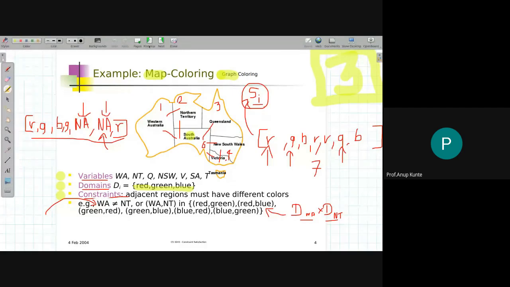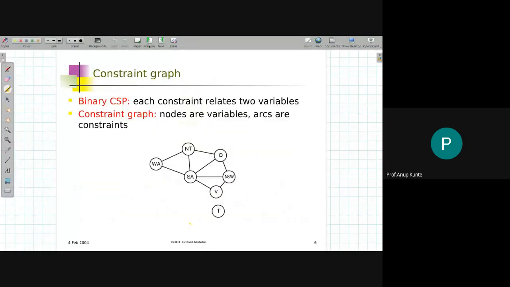A binary constraint, on the other hand, would involve two variables. Just like WA not equal to NT, I'm picking up two variables, WA and NT, checking their values whether they are equal or not. So that is a binary constraint. Similarly, there would be n-ary constraints involving n number of variables. So that is how the different types of constraints can be there in the graph coloring problem. There are still more different ways to have constraints also.